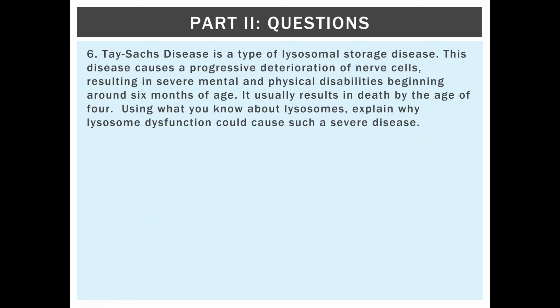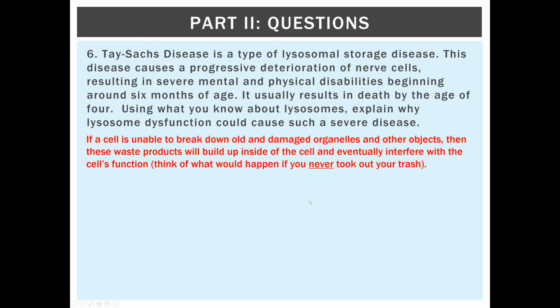Number 6, Tay-Sachs disease is a type of lysosomal storage disease. This disease causes a progressive deterioration of nerve cells, resulting in severe mental and physical disabilities beginning around 6 months of age. It usually results in death by the age of 4. Using what you know about lysosomes, explain why lysosome dysfunction could cause such a severe disease.